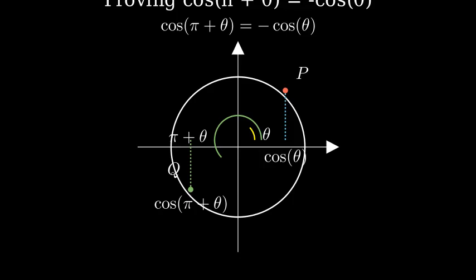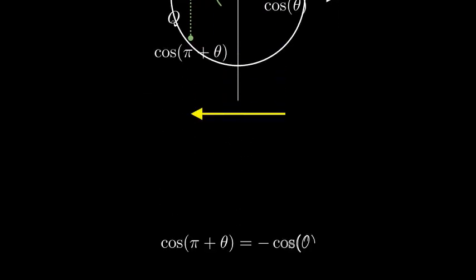Let's observe what's happening here. When we rotate by pi, or 180 degrees, we get the exact opposite x-coordinate. This means that cosine of pi plus theta equals the negative of cosine theta.